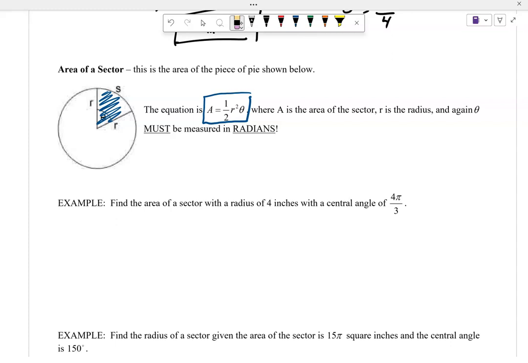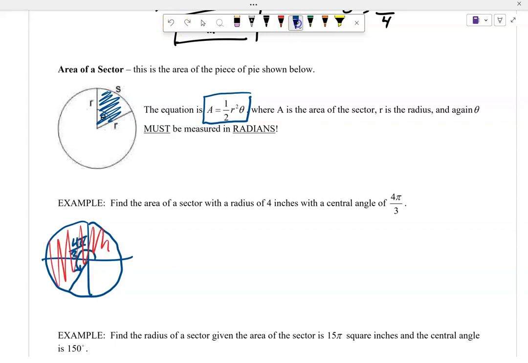So let's go ahead and use that. Find the area of a sector of a radius of 4 inches with a central angle of 4 pi thirds. So I've rotated 4 pi thirds. I want to know this. What's the area of that sector, right? Oops, area of that sector.